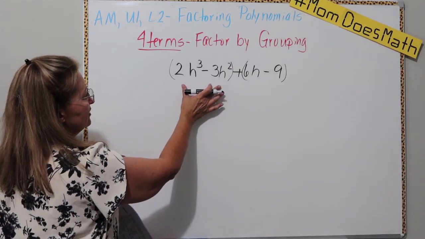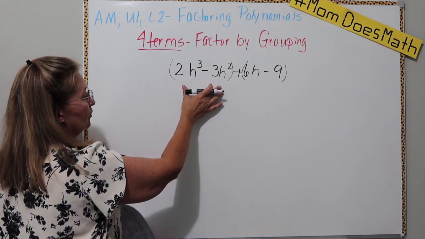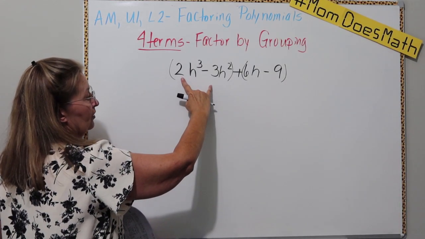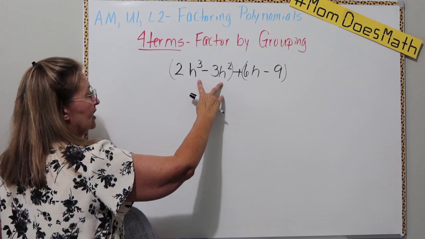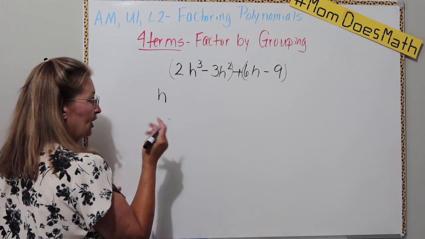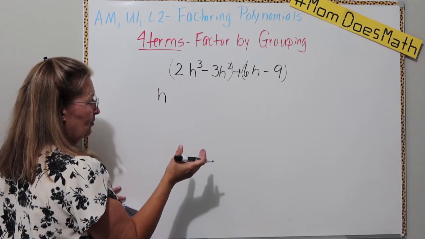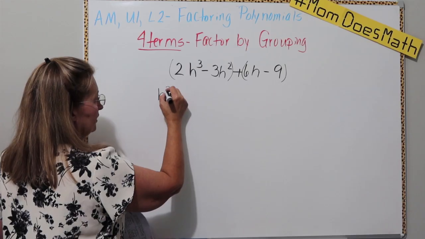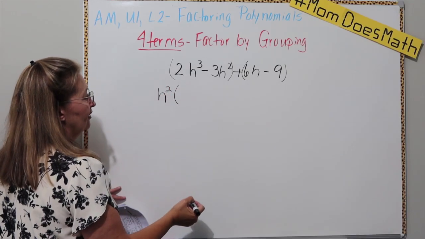So what's the greatest common factor between these 2? Well, nothing will go into 2 and 3. So we go to our variables. We do have an h in common in both of them. And what's the lowest exponent of h that we have? H squared. So that's my greatest common factor.